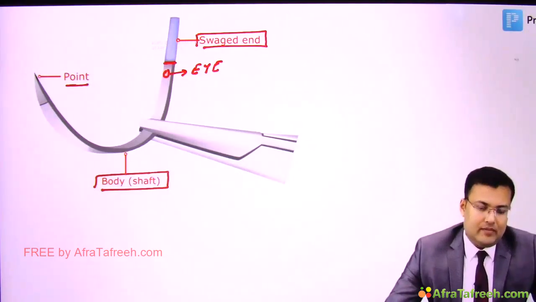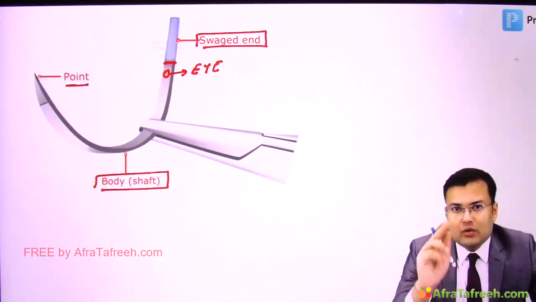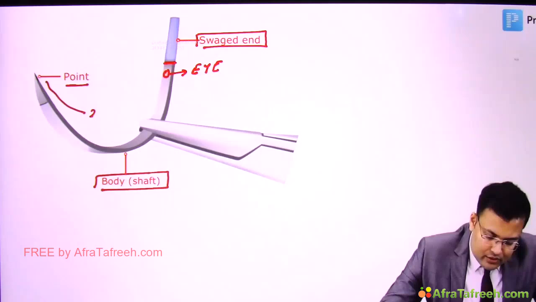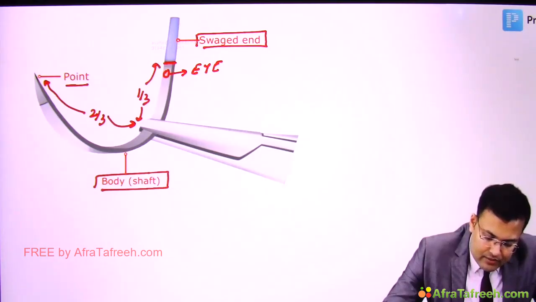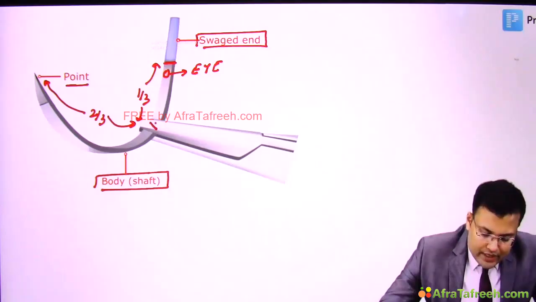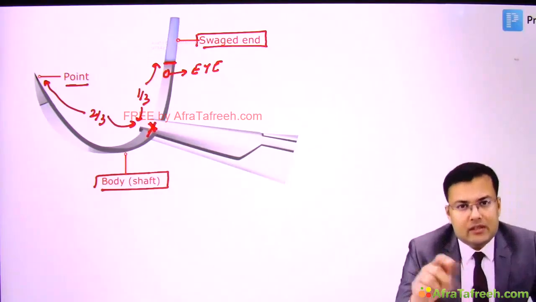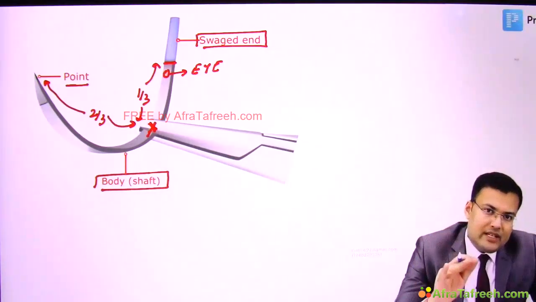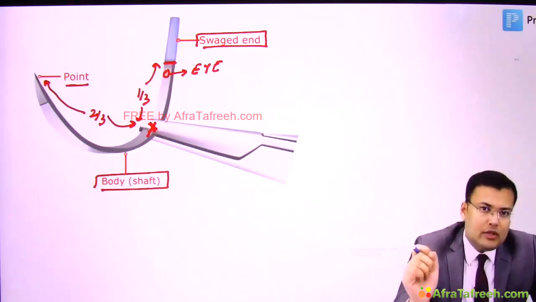Now the question, where we are supposed to hold the needle with needle holder. So you can see this is 2/3 from pointed end and 1/3 from swaged end. So where you are supposed to hold the needle with needle holder is at the junction of 2/3 from the pointed end and 1/3 from the swaged end.